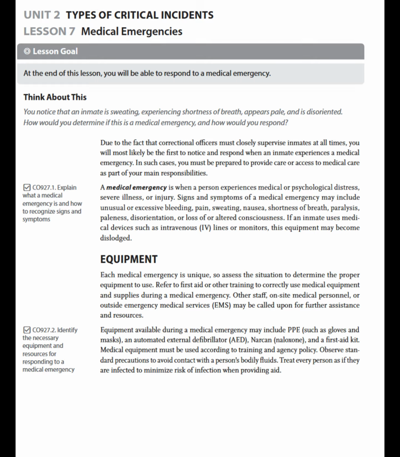Identify the necessary equipment and resources for responding to a medical emergency. Equipment available during a medical emergency may include PPE, such as gloves and masks, an automated external defibrillator (AED), Narcan (naloxone), and a first aid kit. Medical equipment must be used according to training and agency policy. Observe standard precautions to avoid contact with a person's bodily fluids. Treat every person as if they are infected to minimize risk of infection when providing aid.